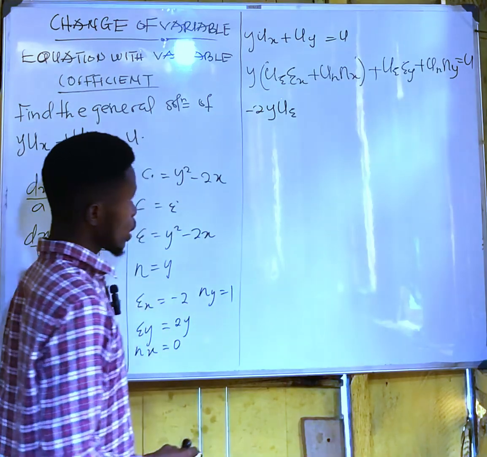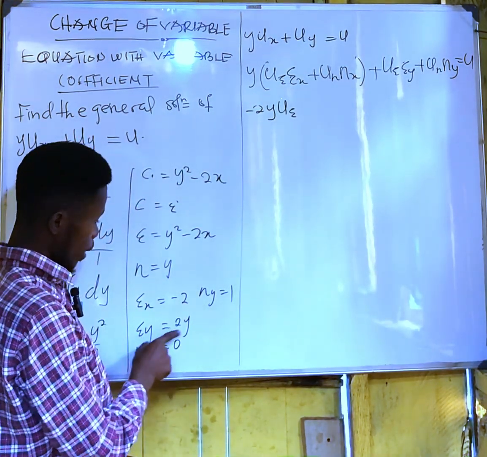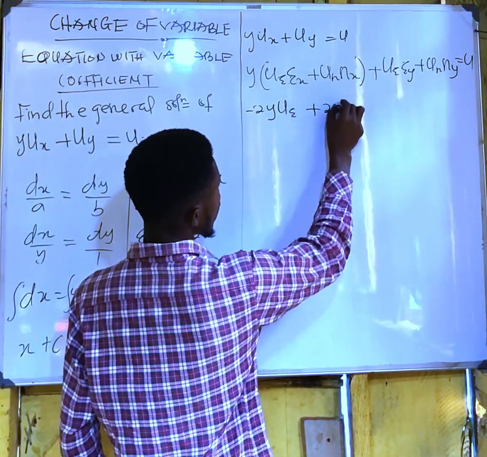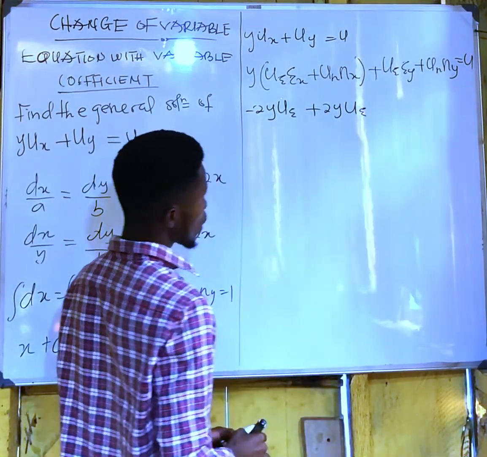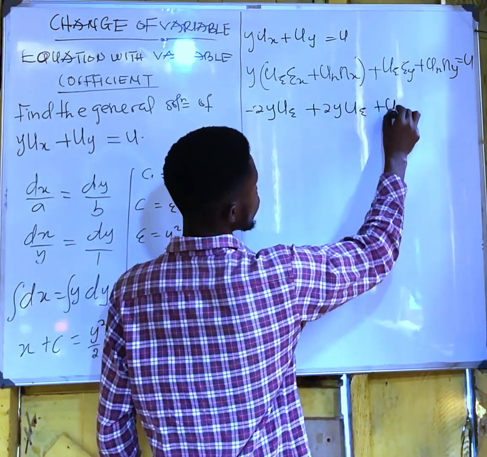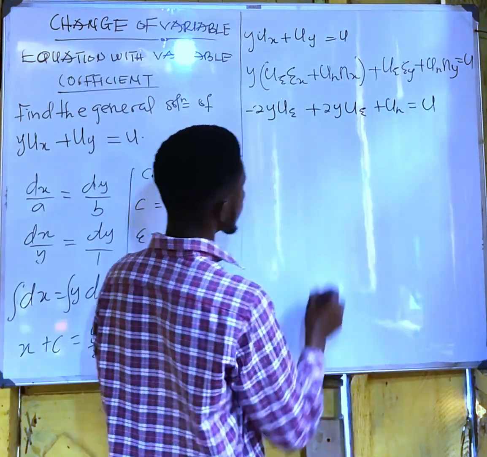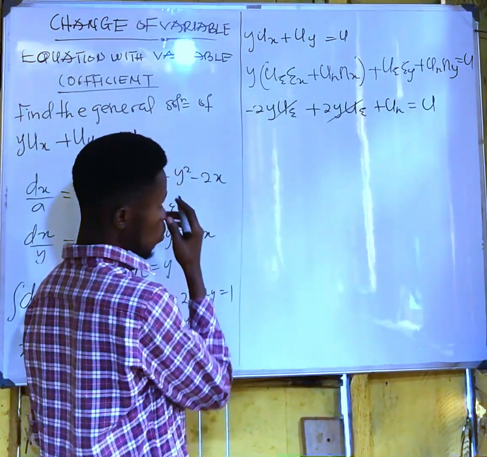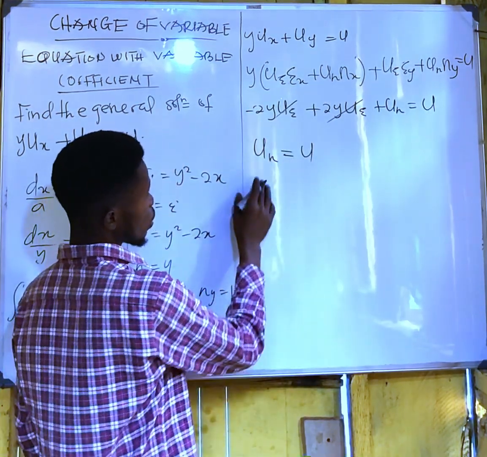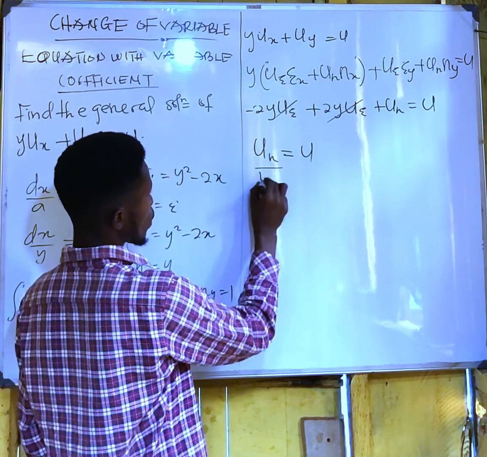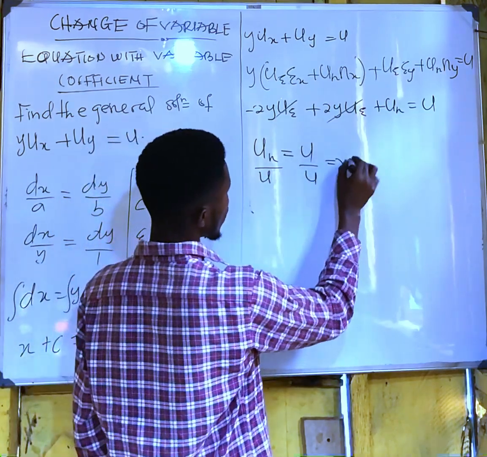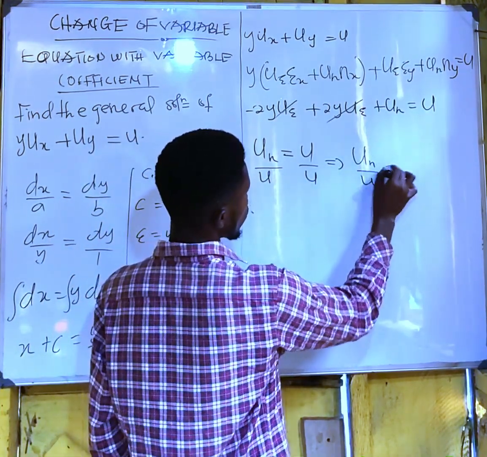You move to this place. ξ_y is 2y. Have you seen that? So this will give me 2y u_ξ. η_y is 1. 1 times this will give me u_η equals u. So you realize that this and that are the same. They will go to 0. So this is what I have. u_η equals u. You know that here, if I differentiate u by u, I'll have u_η, or this will imply that u_η over u equals 1.